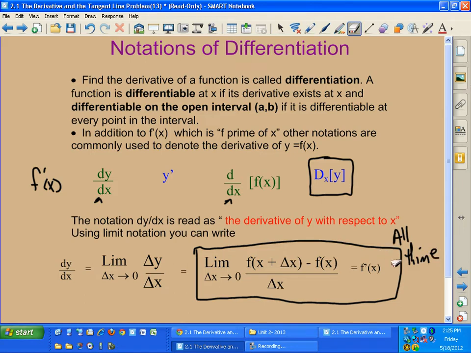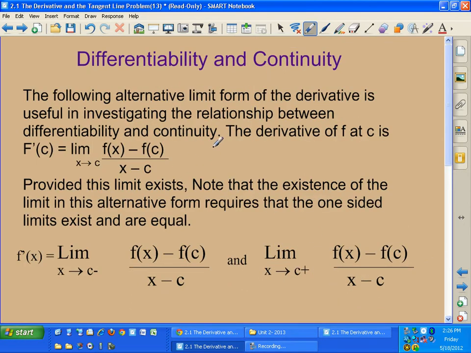You could do any point, you could do a particular point, you could get an answer that has x's in it, or an answer that has a number in it, whatever, but this one works all the time. It doesn't have to approach a certain value for this one to work. Over here, this one works well as long as the function is continuous and we are approaching a particular value.